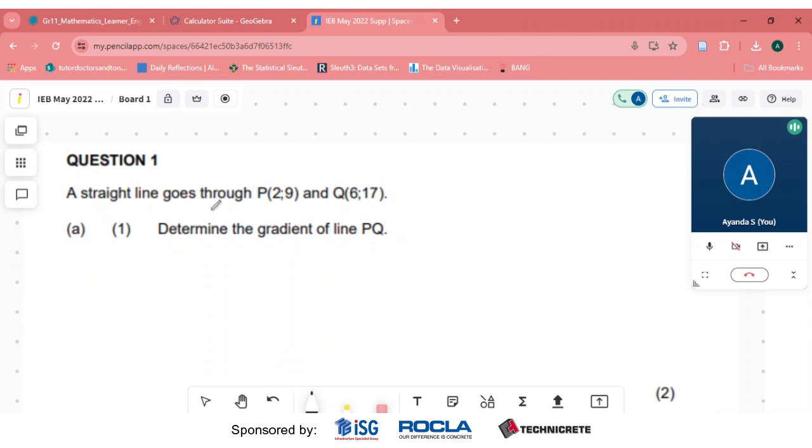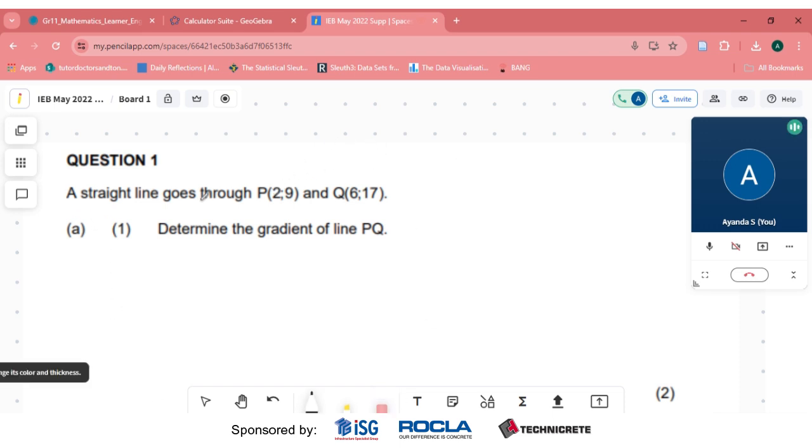So for question 1, this is all about analytical geometry. So gradients, distances, midpoint theorems, the like. That's what we're going to be focusing on in this question. I'm just going to erase this because it's covering the words.